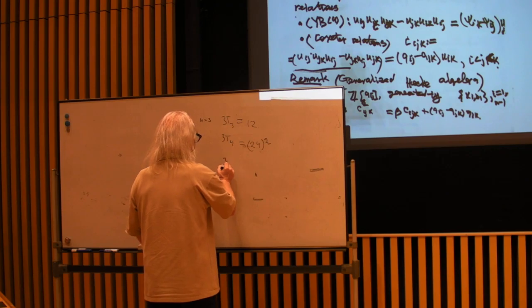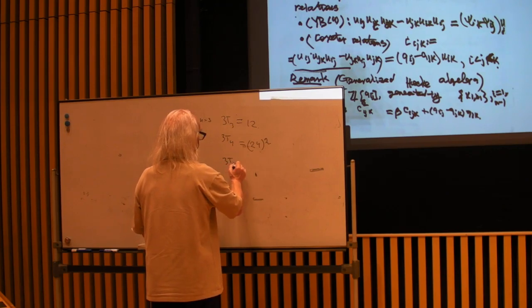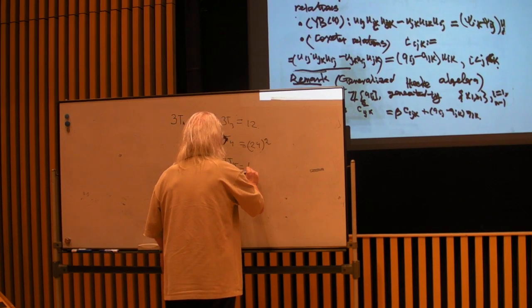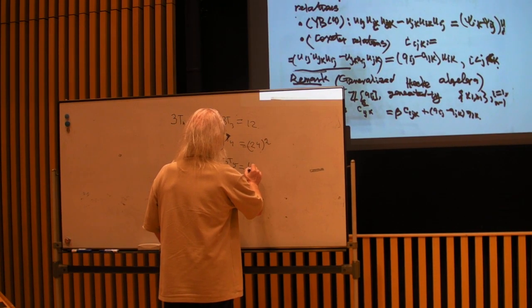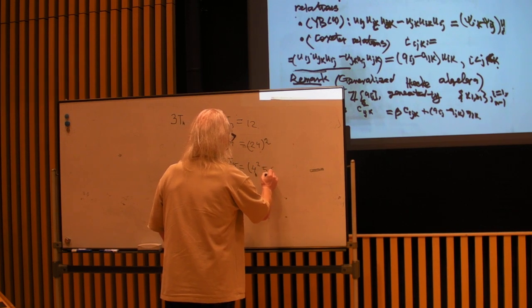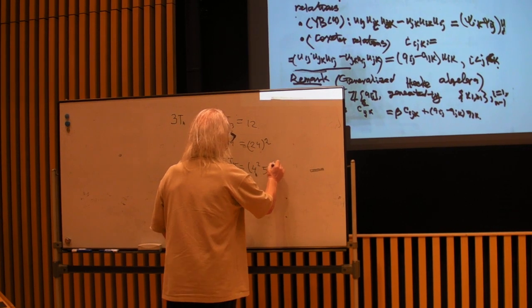If 3T5, it is even more surprising. But it is 4 squared, 5, 6 squared, and always a square.